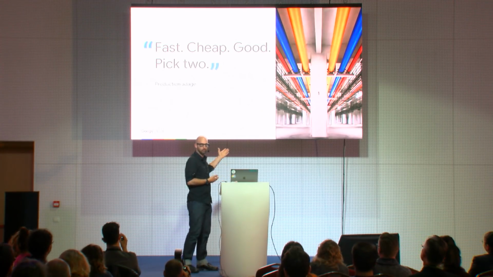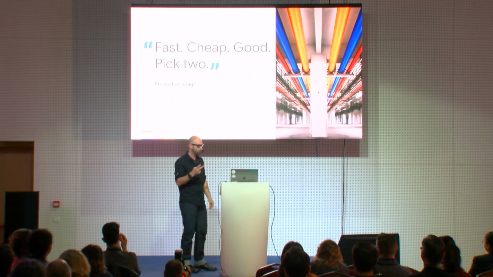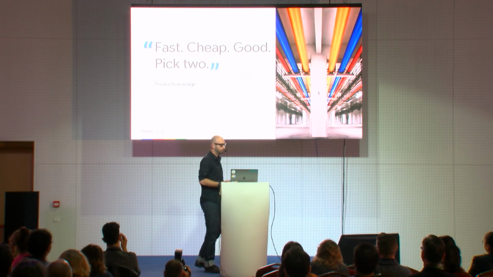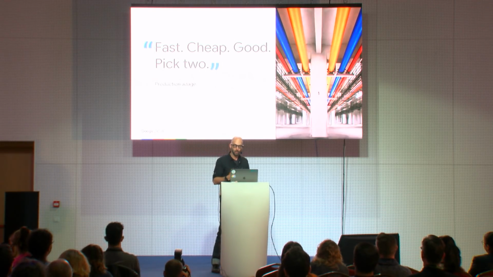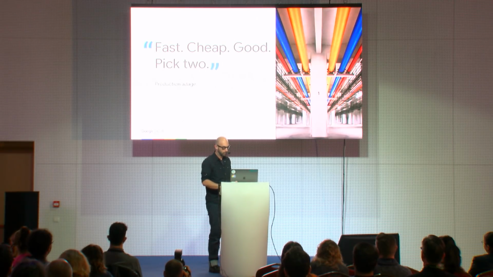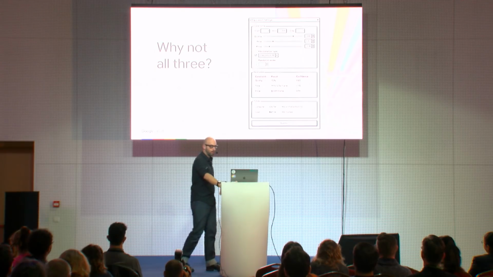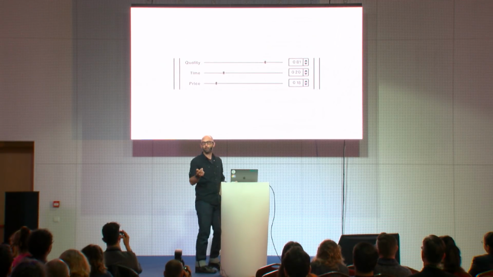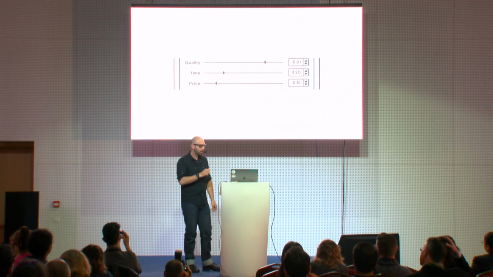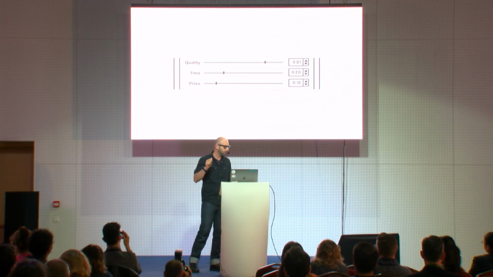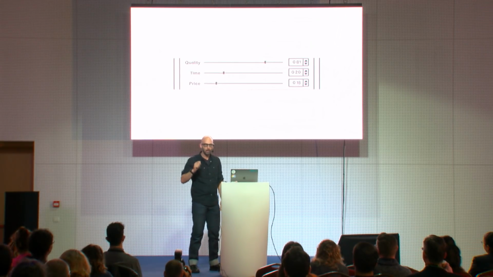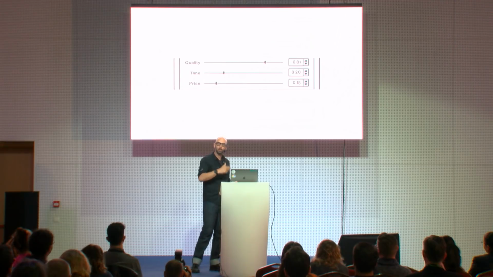So has everybody here seen this saying, right? Pick two. It can either be fast and cheap, but not good, or cheap and good, but not fast, etc. So why not have all three? Why not have a slider that you could just say, for this render, I want the highest quality, and I want to lock down time, and price can float. Like you could lock and unlock any one of these.